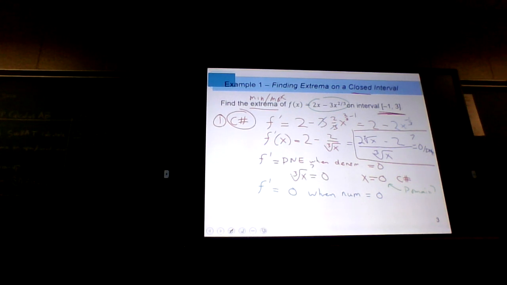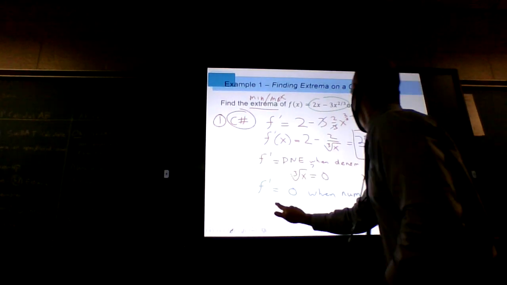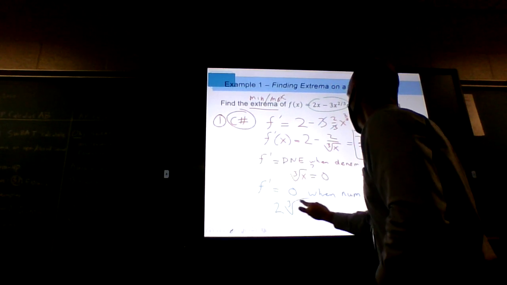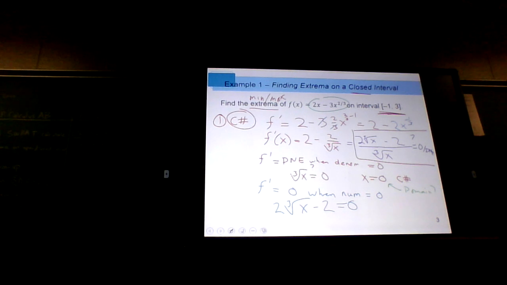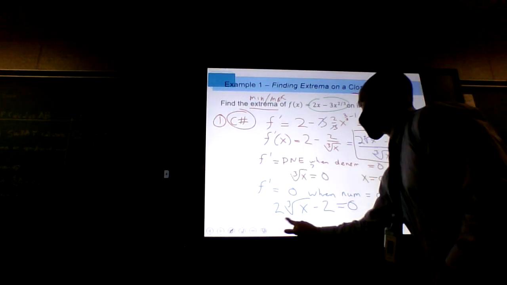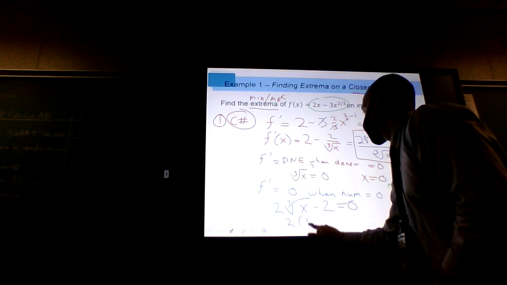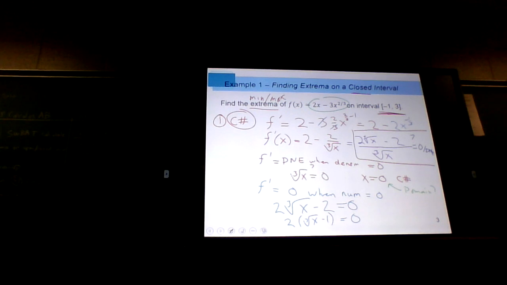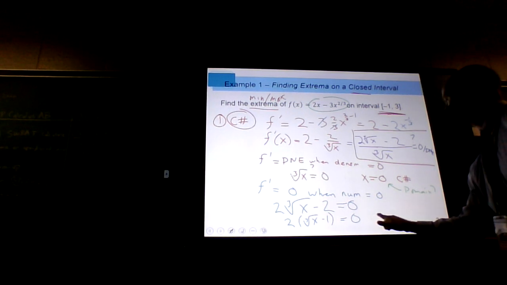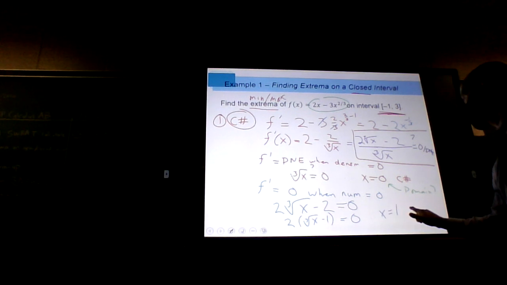So when is f prime equal to 0? That's going to be when 2 times the third root of x minus 2 is equal to 0, right? And by the way, you'd agree that the 2's could be factored out there, right? So this would be 2 over... So that's going to have to be equal to 1. Yeah. Therefore, x equals 1 is a critical number.